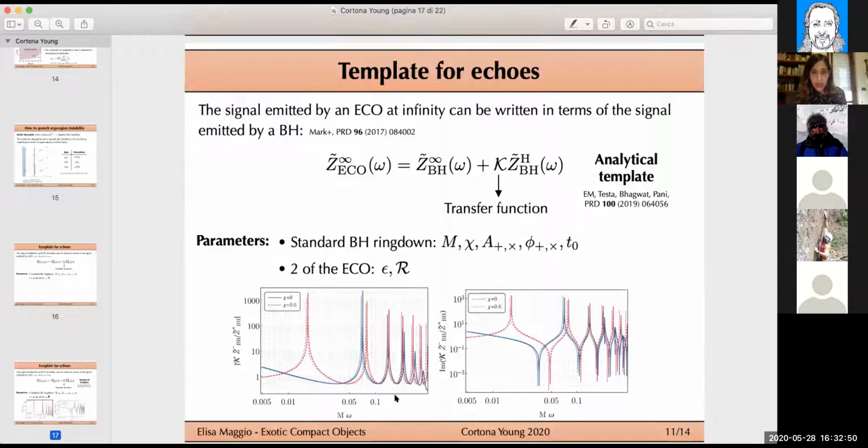Here in these plots, I'm showing the absolute value and the imaginary part of the analytical template, which are the thick lines, compared to the thin lines, which are the results of a numerical integration, and they agree pretty well with each other. The blue line is for the non-spinning case and the red line for the spinning case. These characteristic peaks are due to the excitations of the quasi-normal modes of the exotic objects. You wouldn't see them in the case of a black hole remnant because you don't have these characteristic trapped modes in the cavity. So here the template is a function of frequency.